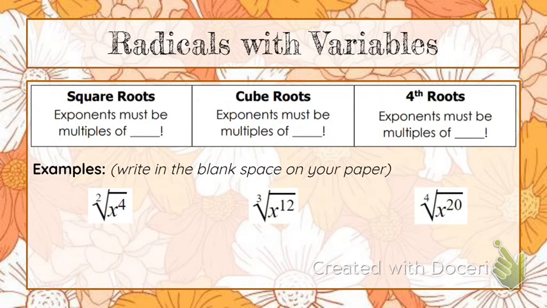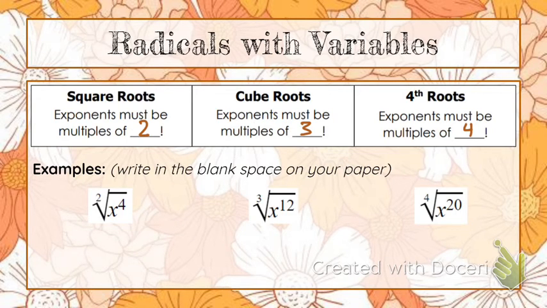The next section talks about radicals with variables. So this is just a little bit different, but it's not too complicated. Let's just take a look. So this says that for perfect square roots, when you have variables, the exponents must be multiples of 2. For cube roots, the exponents must be multiples of 3. And for fourth roots, the exponents must be multiples of 4.